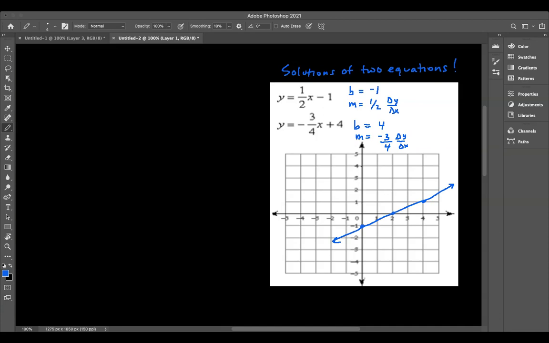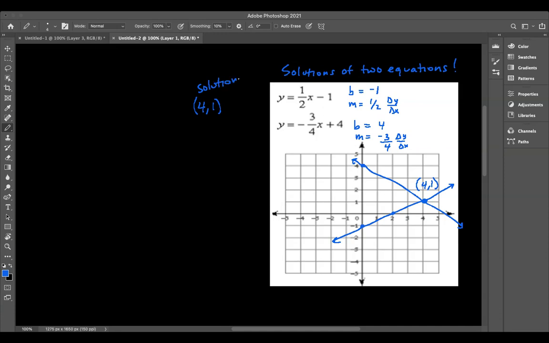So we go up 4. 1, 2, 3, 4. Boom, right here. And then we go down 3, 1, 2, 3, over 4. 1, 2, 3, 4. Boom, right at that spot. Okay, so at this point right here where the lines cross, this is the solution. So the solution to this would be positive 4 and positive 1. So the solution would be the coordinate point 4, 1.